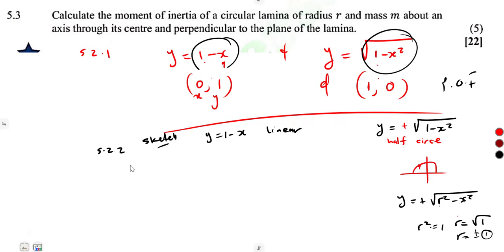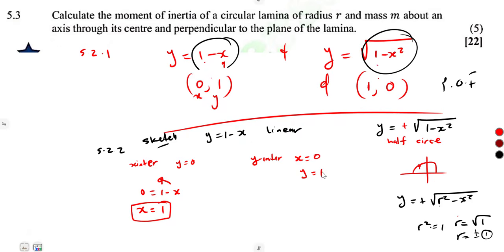For a linear function, what do you need to sketch? We simply need the x-intercept, where y is equal to 0. What is the value of x? 0 is equal to 1 minus x. So take x to the other side, that's x equals 1. We have our x-intercept. And the y-intercept, where x is equal to 0: y is equal to 1 minus 0, so y is equal to 1.